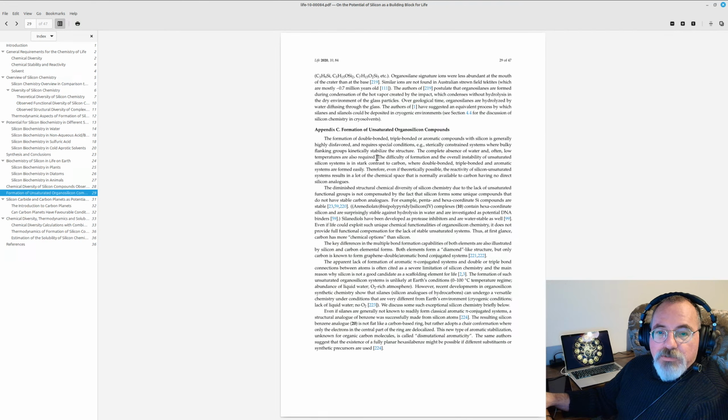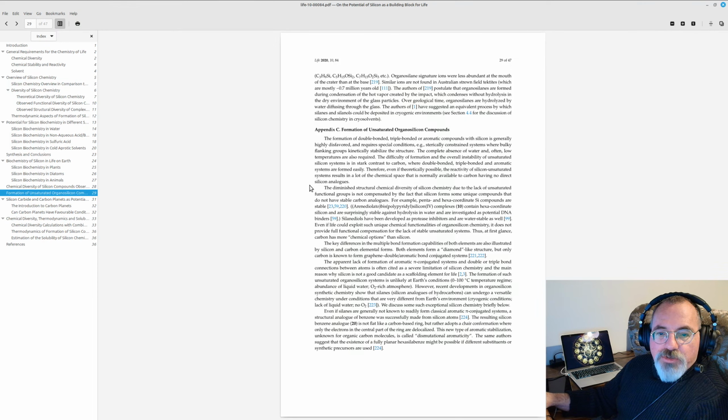The difficulty of formation and the overall instability of unsaturated silicon systems is in stark contrast to carbon, where double-bonded, triple-bonded, and aromatic systems are formed easily. Therefore, even if theoretically possible, the reactivity of silicon unsaturated systems results in a lot of the chemical space that is normally available to carbon having no direct silicon analogues.